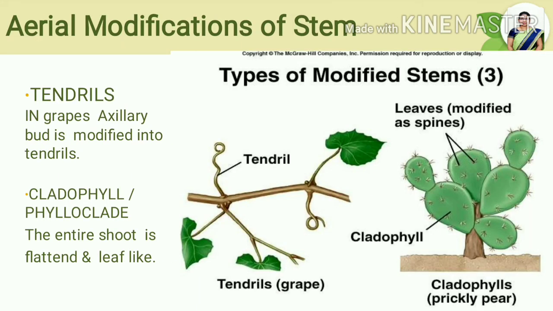Let's study the aerial modifications of stem. Aerial modifications, as we can see in tendril, cladophyll or phylloclad. Tendrils, as in grapes, the axillary bud is modified into tendril, which helps in taking support. Cladophyll or phylloclad, where the entire shoot is flattened and leaf-like, and they may have spines, which are the modified leaves.